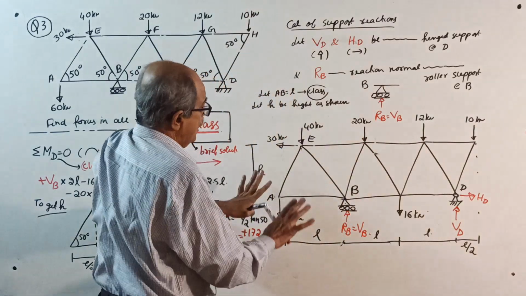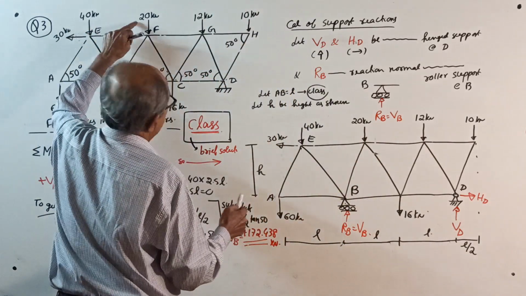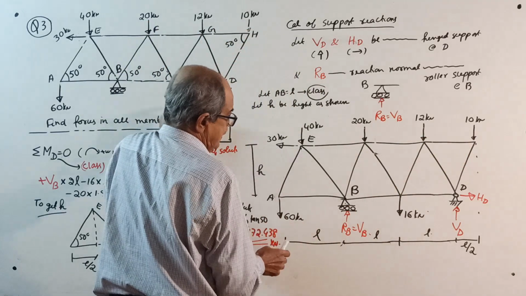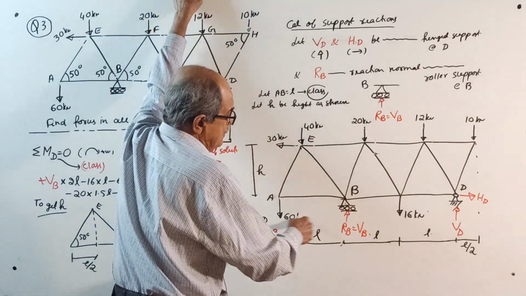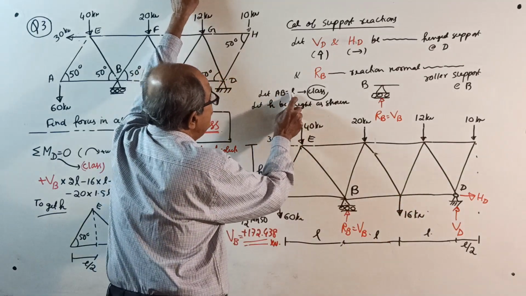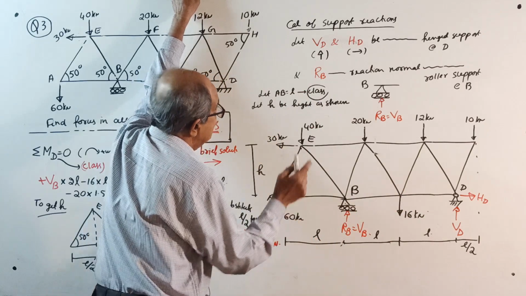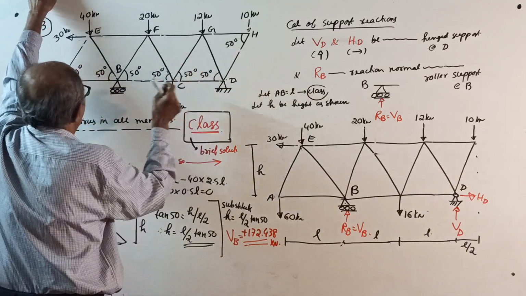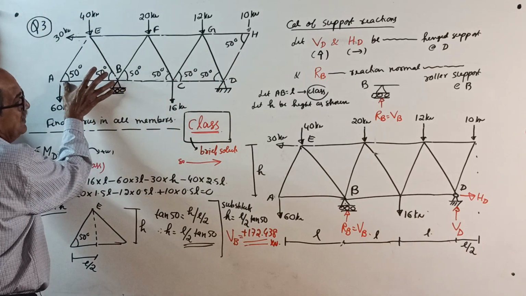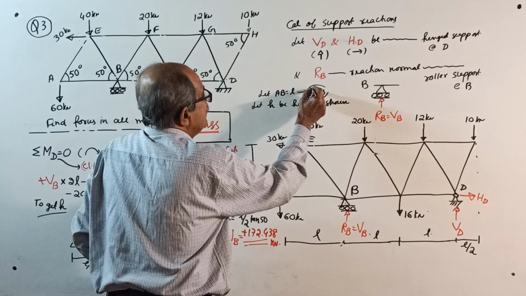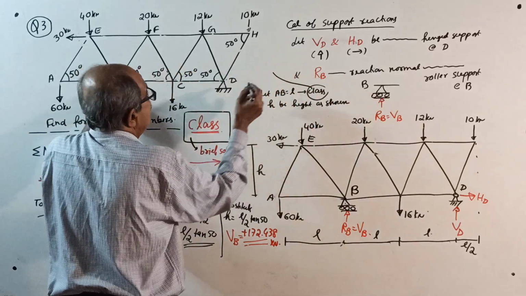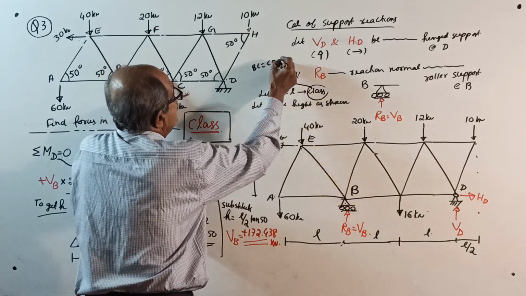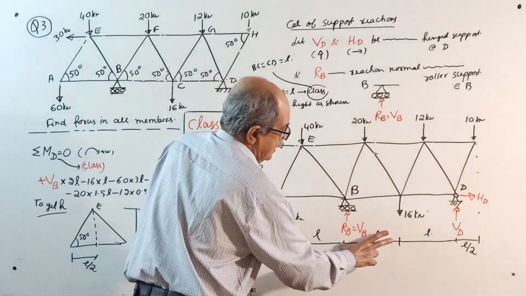Now draw a neat sketch here. See, 30, 40, 20, 12, 10, 16 and 60. Now when you take moment, length is required, so you write here, let AB be equal to L. Since AB is equal to L, you write here, BC is also equal to CD equal to L. So therefore L, L, L.